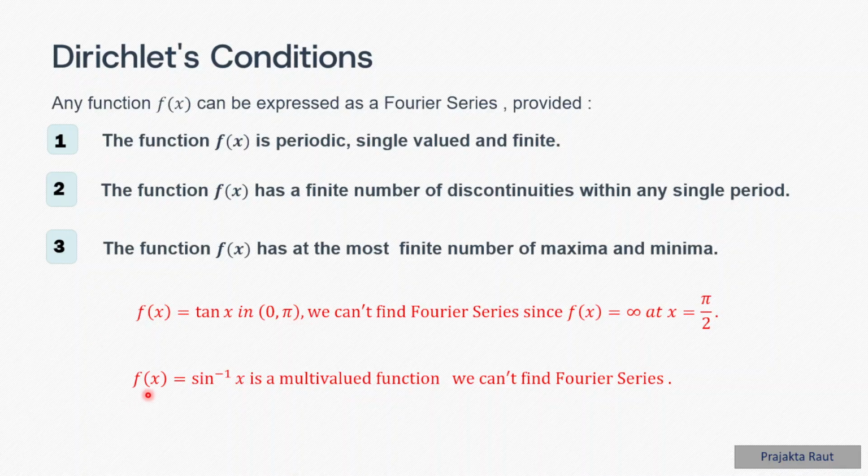Now see the second example, f(x) = sin inverse x. Basically, this is a multi-valued function, because if we consider sin inverse 0, the values of sin inverse 0 are 0, pi, 2 pi, and so on. In general, n pi for any integer n. So this is a multi-valued function. Again, condition number one is not satisfied. It is not single valued, and hence for sin inverse x we cannot find a Fourier series. So it is very important to satisfy Dirichlet's conditions for any function f.